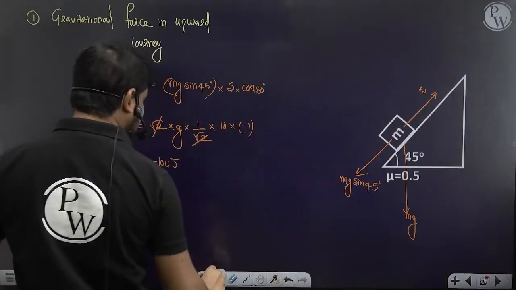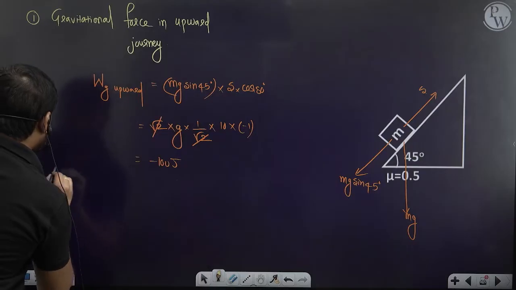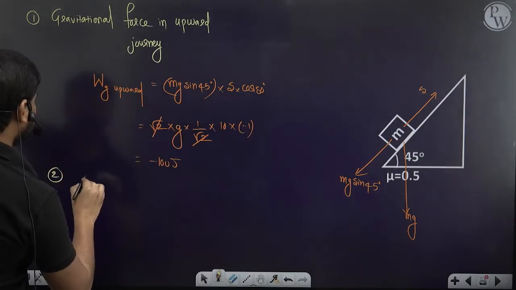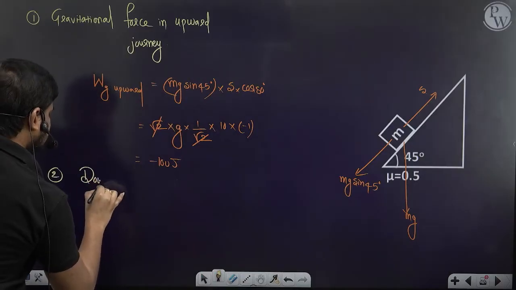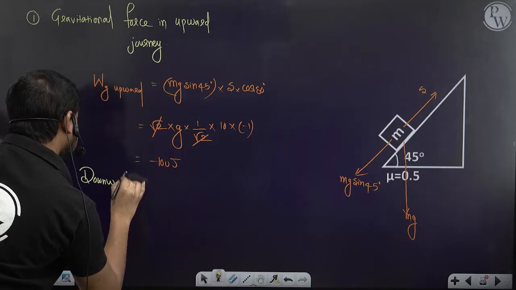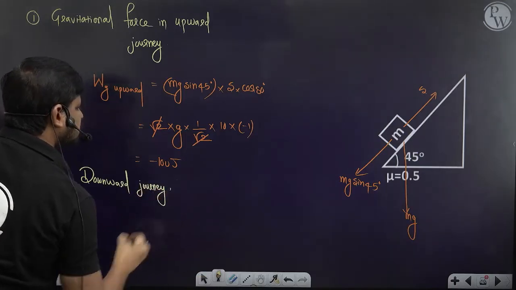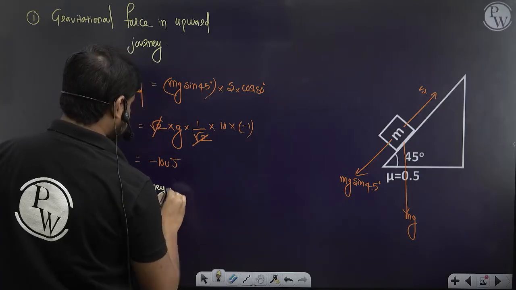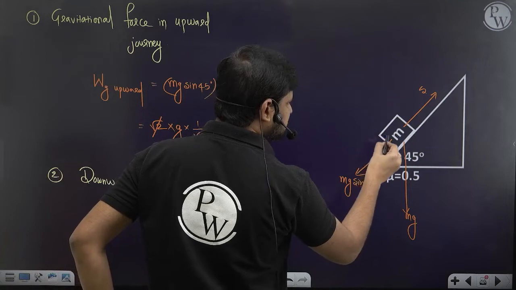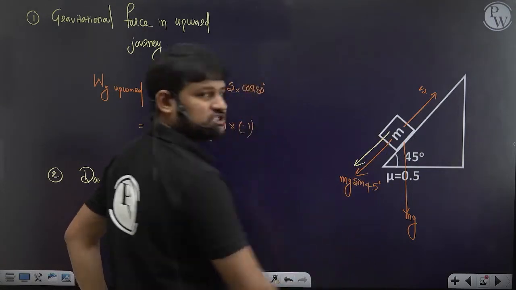So now let's see the second part: the work done by the gravitational force in the downward journey. See here, what happens in the downward journey? In the second case the object is moving downward, so its displacement is downward and the force is also downward.